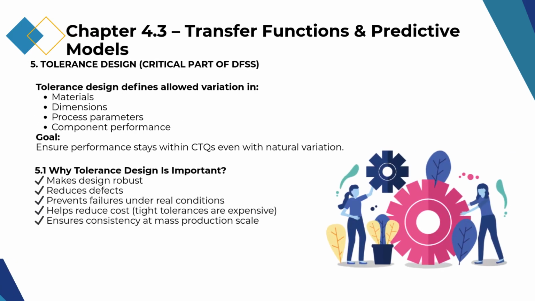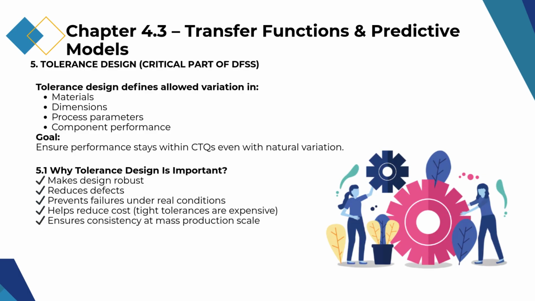This slide explains tolerance design, a critical part of DFSS. It defines the allowable variation in materials, dimensions, process parameters, and performance. The main goal is to keep performance within CTQs despite natural variation. Proper tolerance design makes the product robust and reduces defects and failures. It also helps control cost and ensures consistent performance in mass production.